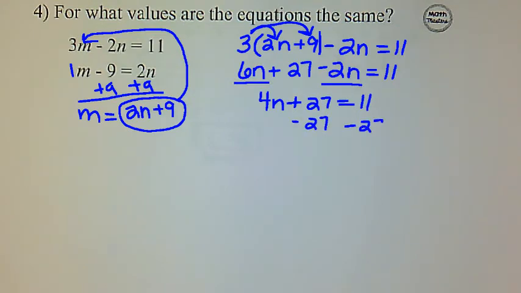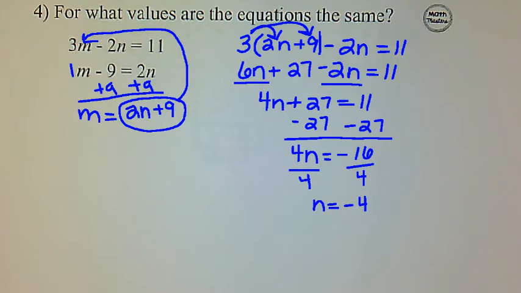Subtract 27 from both sides. And I get 4n equals negative 16. So n equals negative 4. You're going to go ahead and substitute this in. Remember, if you are fast forwarding through, make sure that you're noticing the order that I'm solving these in, or else it's not going to make any sense.